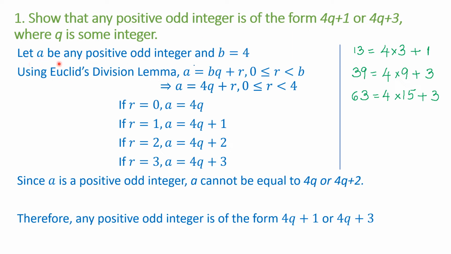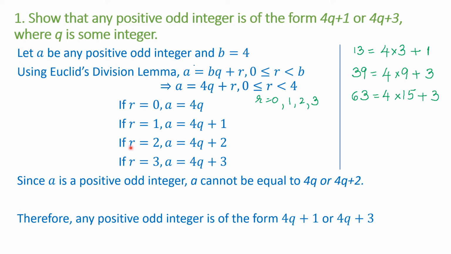Let a be any positive odd integer, because he's asking us about a positive odd integer, and b be equal to 4. Using Euclid's division lemma, I can write a is equal to bq plus r, where 0 is less than or equal to r is less than b. Here my b is 4, and therefore a is equal to 4q plus r, 0 is less than or equal to r is less than 4. This implies that r is either equal to 0 or 1 or 2 or 3.